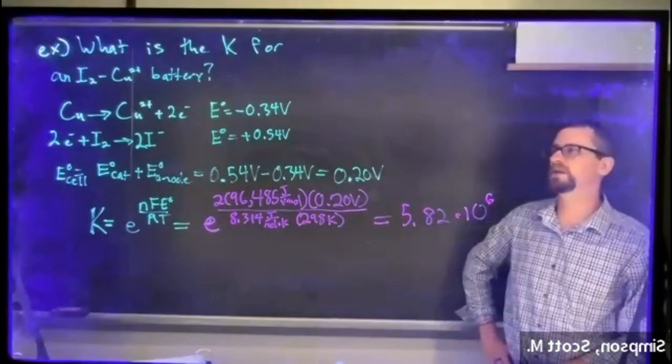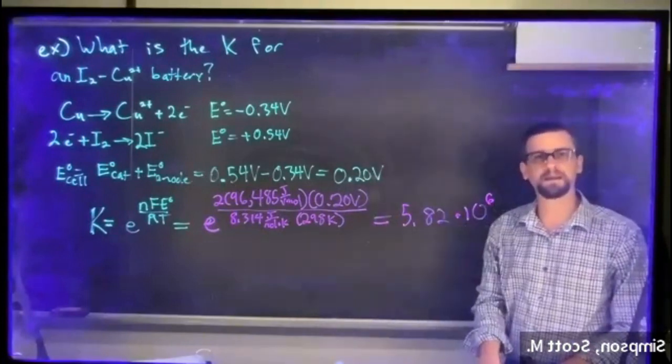All right, with that, we talked about the connection between delta G, the equilibrium constant, and the standard cell reduction potential. We went through an example of how to calculate that.